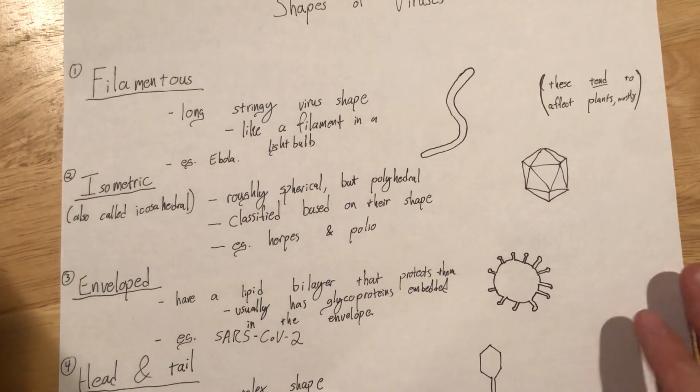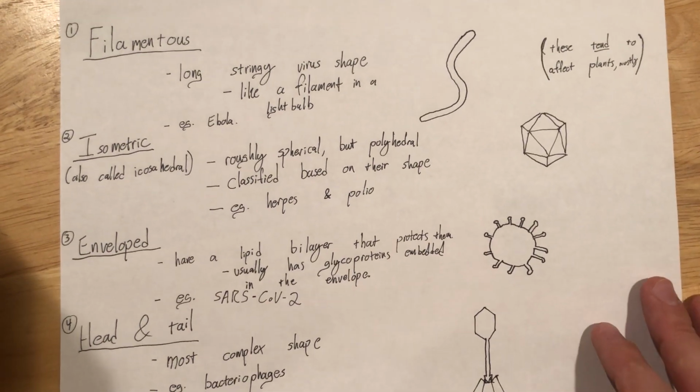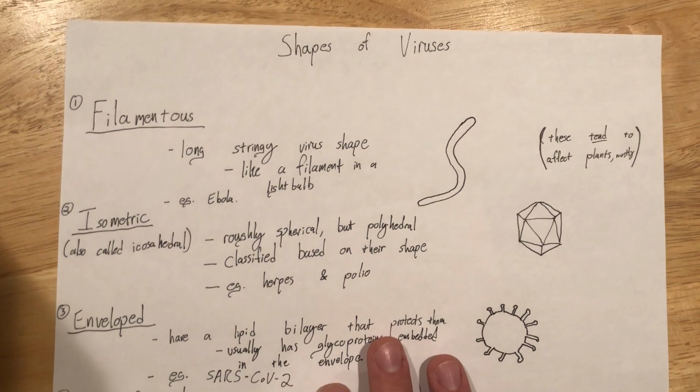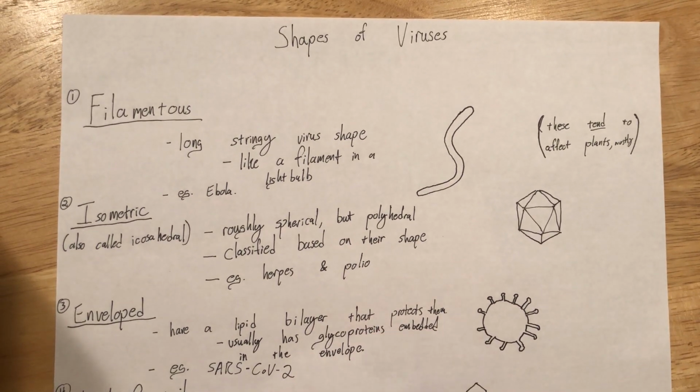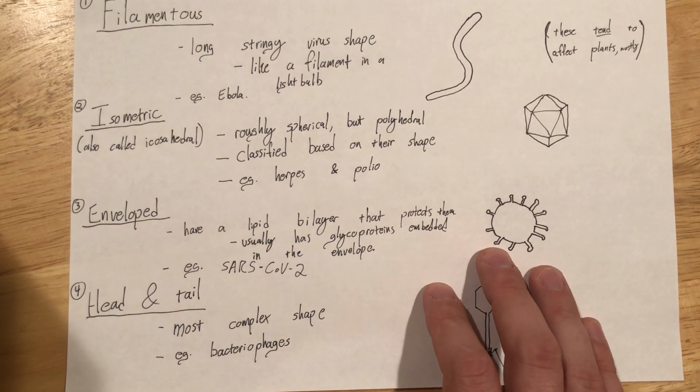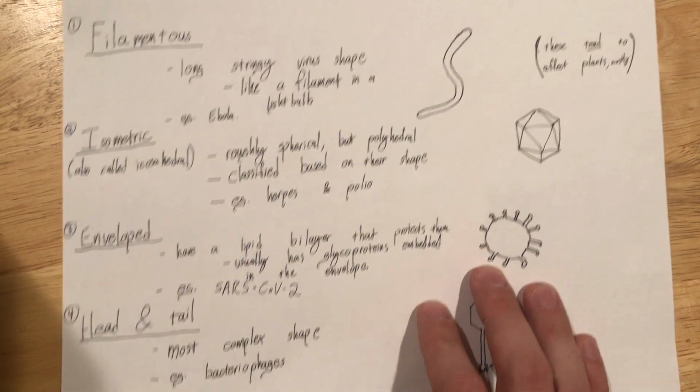Viruses come in four primary shapes. Let's see if I can get all this in at once. So shapes of viruses. They come in four primary shapes. These are filamentous, isometric, enveloped, and head and tail.